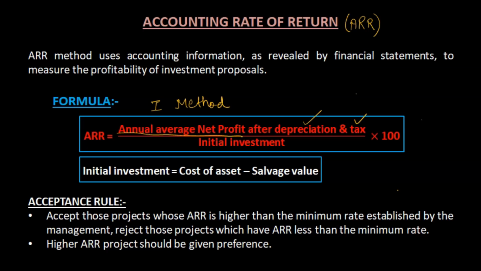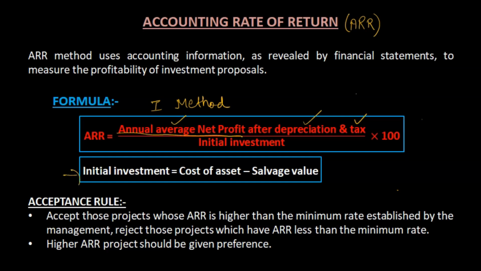Then we will get the net profit after depreciation and tax, and then average we need to find out. If there is only one time profit, that's fine. If every year you are getting some profit, then you have to calculate average for that. So that will be what you put in the numerator, and then in the denominator it is initial investment.